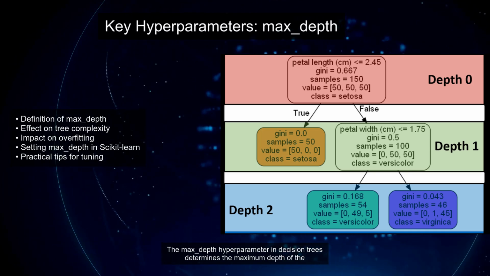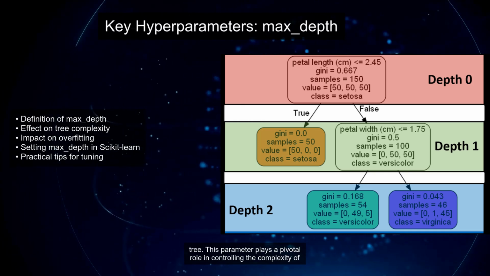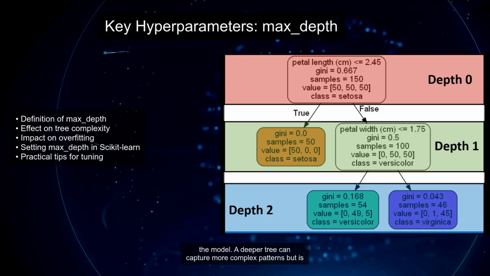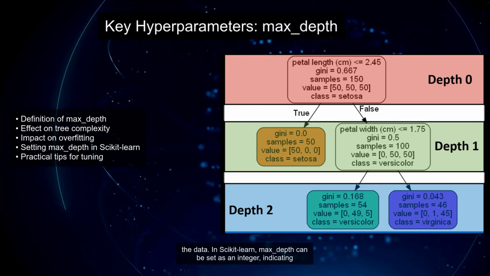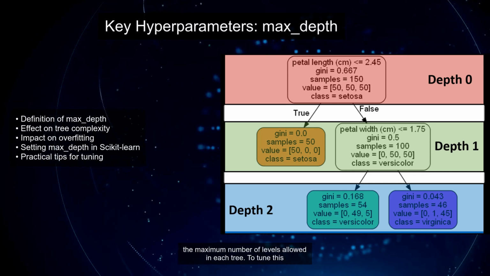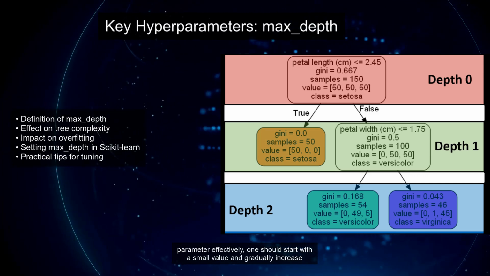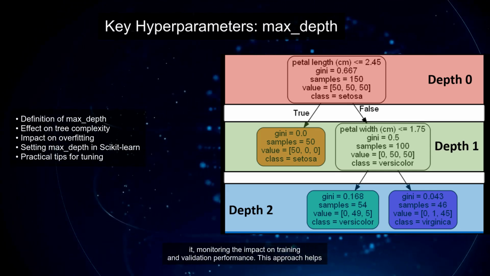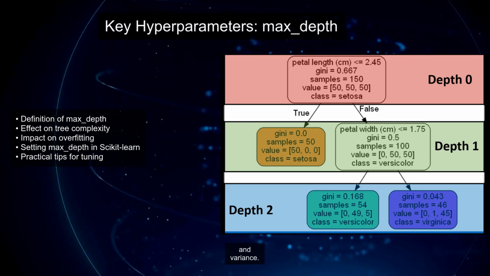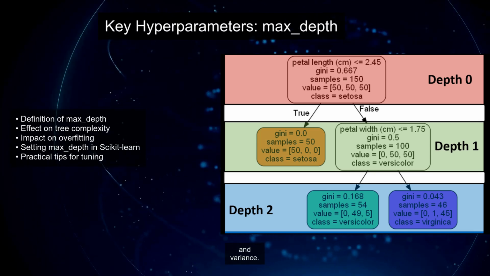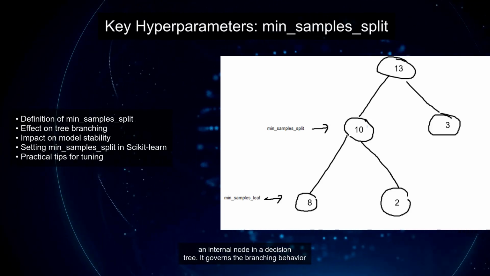The max_depth hyperparameter in decision trees determines the maximum depth of the tree. This parameter plays a pivotal role in controlling the complexity of the model. A deeper tree can capture more complex patterns but is also more prone to overfitting. In contrast, a shallow tree might underfit the data. In Scikit-learn, max_depth can be set as an integer, indicating the maximum number of levels allowed in each tree. To tune this parameter effectively, one should start with a small value and gradually increase it, monitoring the impact on training and validation performance. This approach helps in finding the optimal depth that offers a good trade-off between bias and variance.